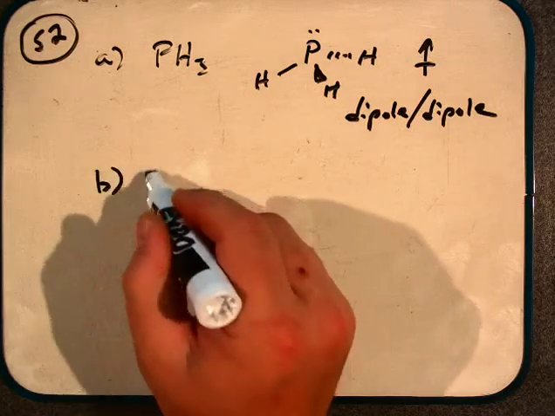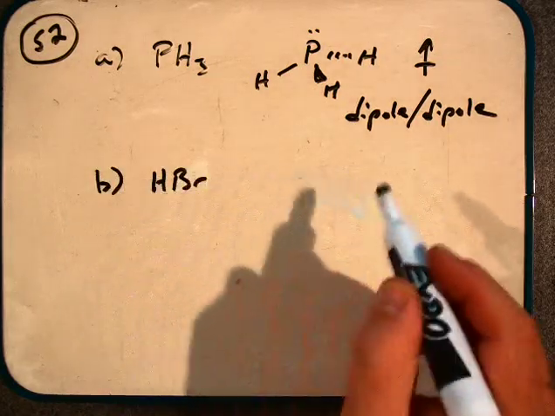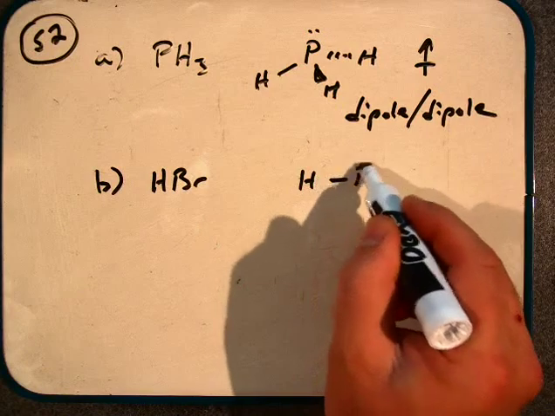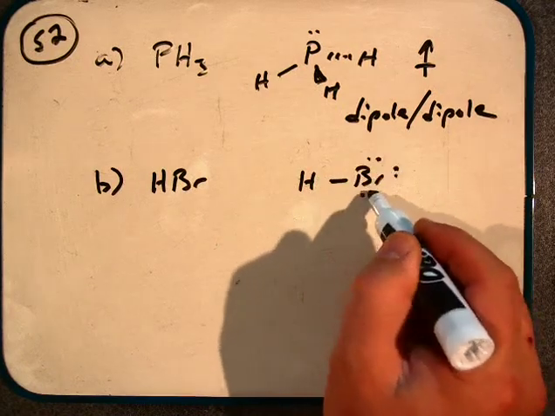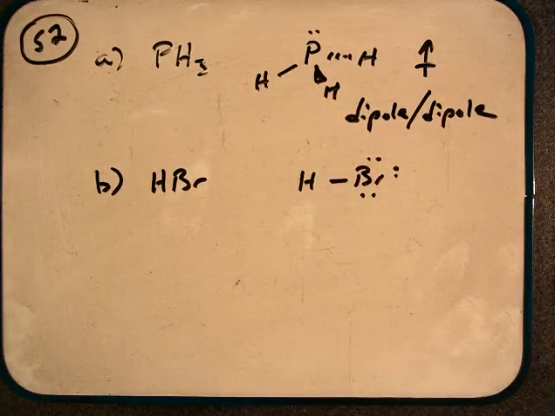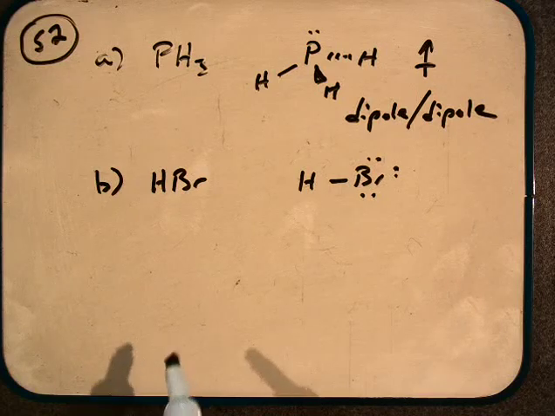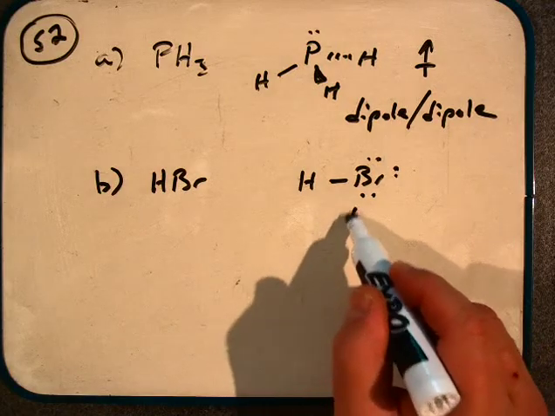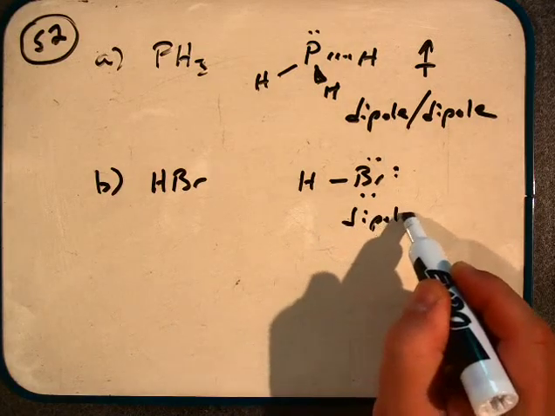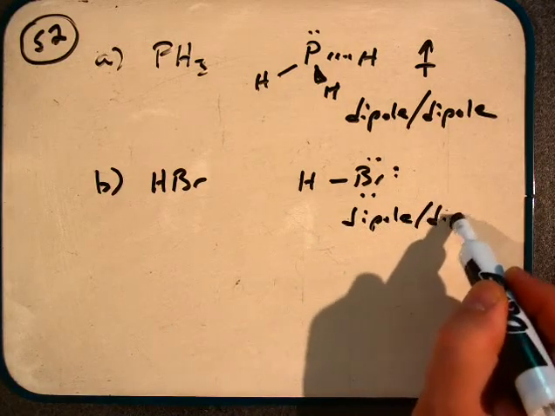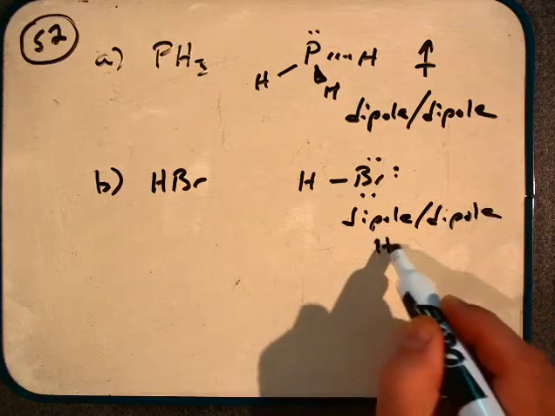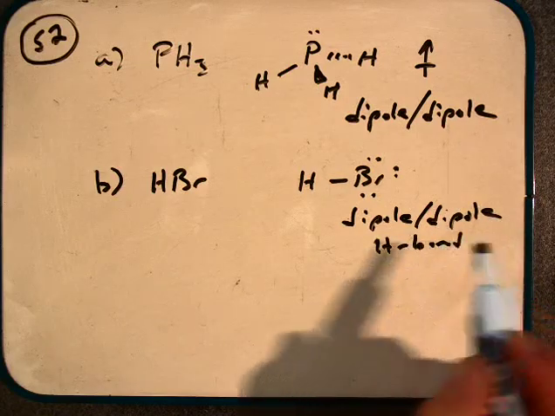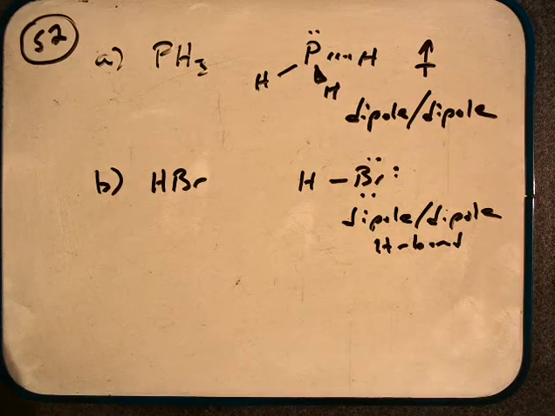With part B, we're looking at HBr. HBr is a relatively simple structure, just a simple bond. And so HBr is an example of an acid, and acids do have hydrogen bonding capabilities, and so this guy actually has 2 different types of forces that we should be concerned about, dipole-dipole, but this guy can also interact in a hydrogen bonding format.